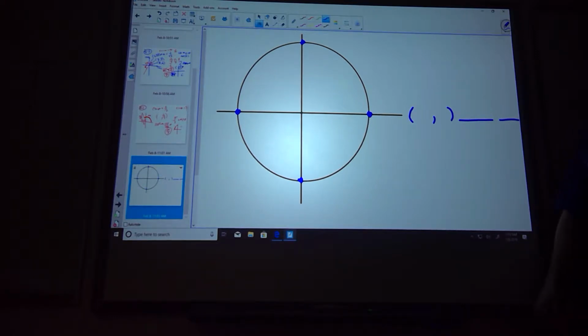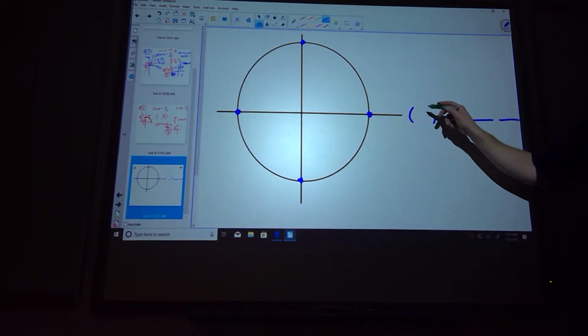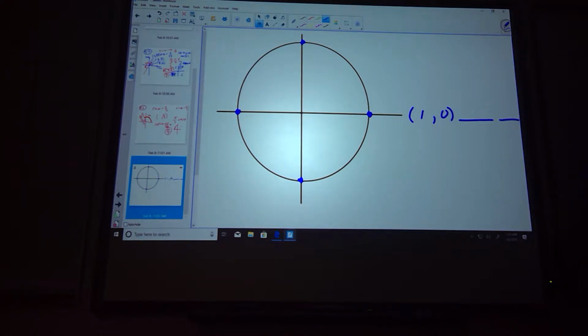1, 0. Good. We good so far? So what angles does that match up with? There's two of them in this case. 0 and 360. Those are my degrees. What are those as radians? 0 and 2 pi. Okay? So right now you are basically 1/16 done with the problem. Let's go to the next one.